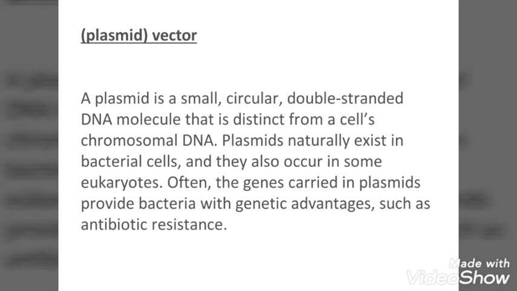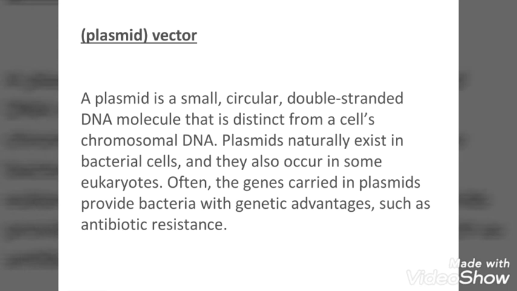If we see, a plasmid is a small circular double-stranded DNA molecule that is distinct from a cell's chromosomal DNA. Plasmids naturally exist in bacterial cells, meaning they are naturally present in bacterial cells, and they also occur in some eukaryotes. Often the genes carried in plasmids provide bacteria with genetic advantages such as antibiotic resistance.